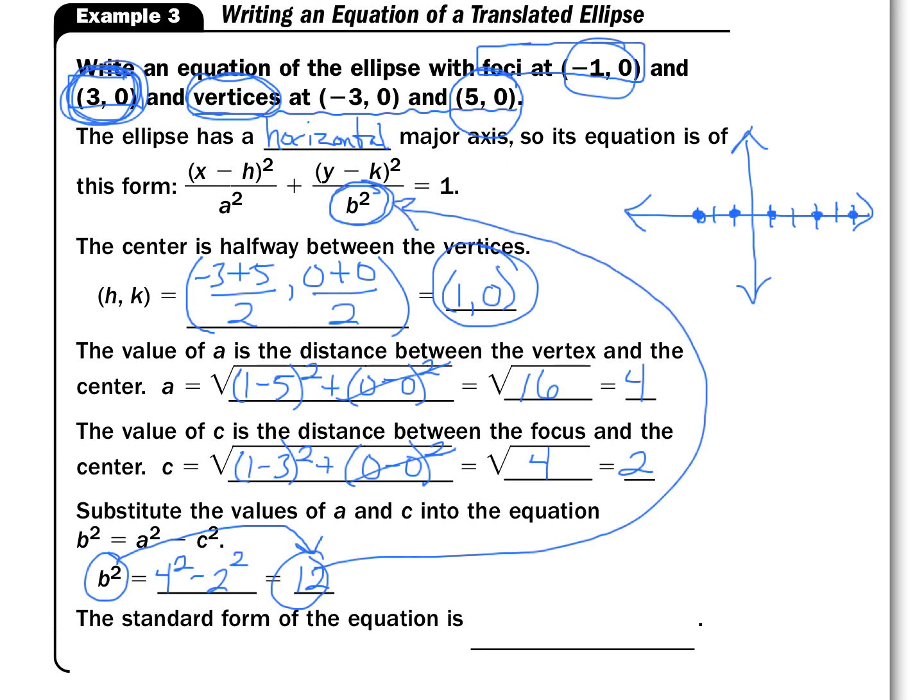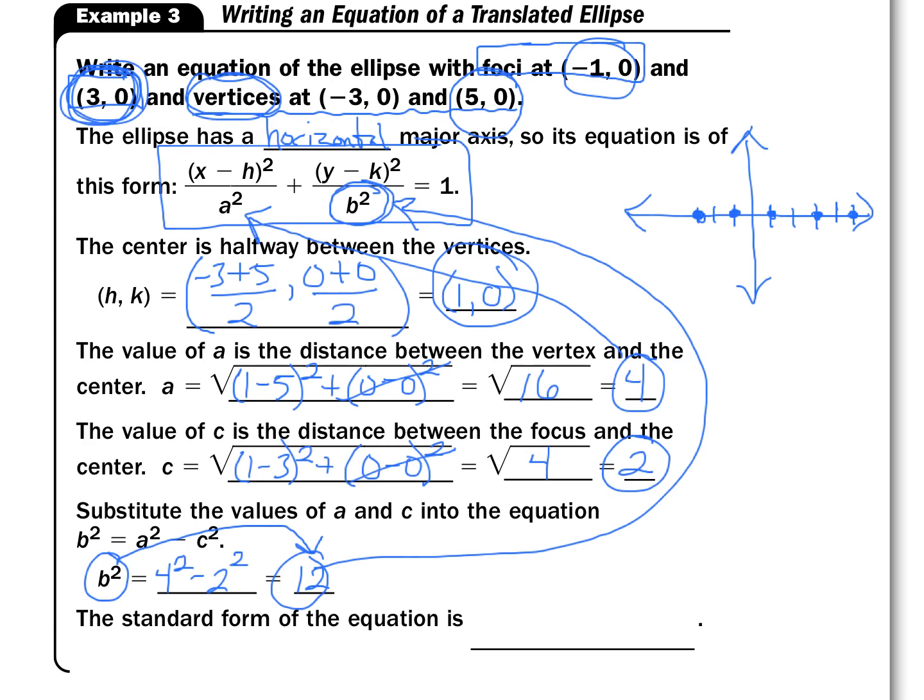I take my 4 and plug that in for a, so 4 squared is going to be 16. And I take my 2 and plug that in for nothing, because c is not actually in the equation. I don't really care about the focus or the foci unless I have to calculate either b or a, because remember, the actual equation itself only has a squared and b squared.